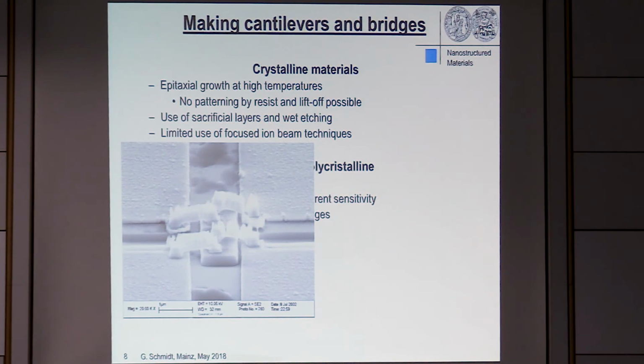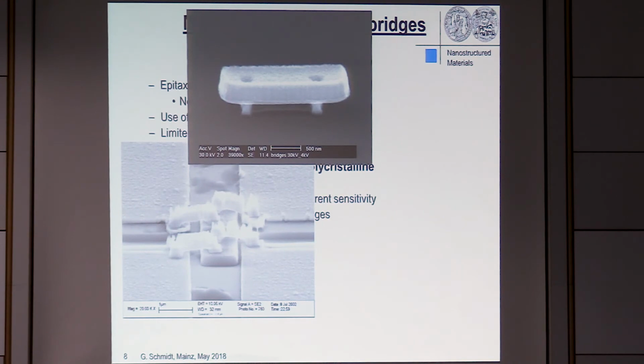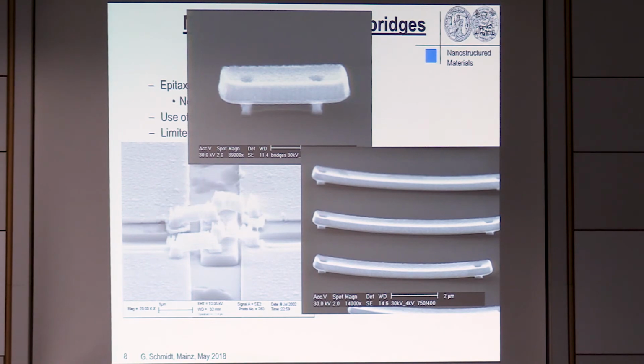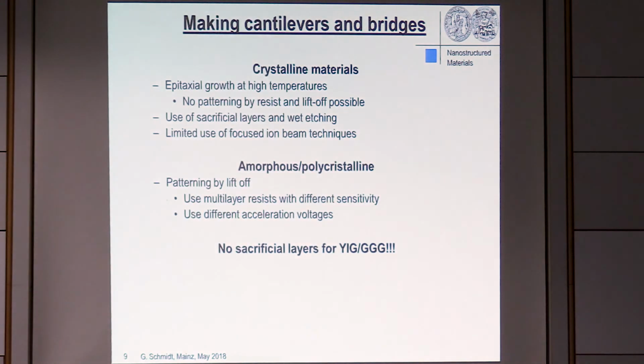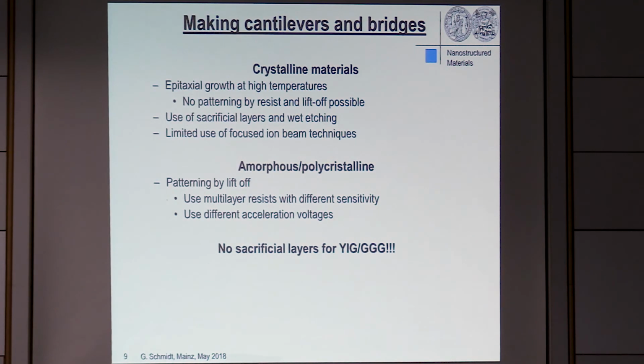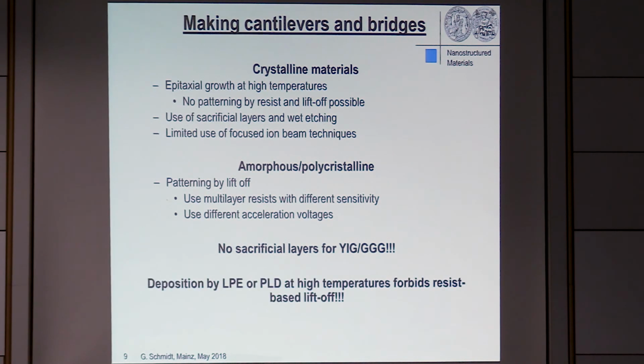This is done by a multi-layer technique, and if we use different acceleration voltages, we can even make more beautiful devices like these ones. You can especially make them pretty big. And so there is a technique to make bridges, but it's not compatible with crystalline materials. That's the problem. And you can already see that you have all kinds of shapes available. If you do this, you're not limited to these doubly clamped beams or bridges, but you can make more complex structures. And now, as I said, there are no sacrificial layers for YIG, so you cannot use this technique.